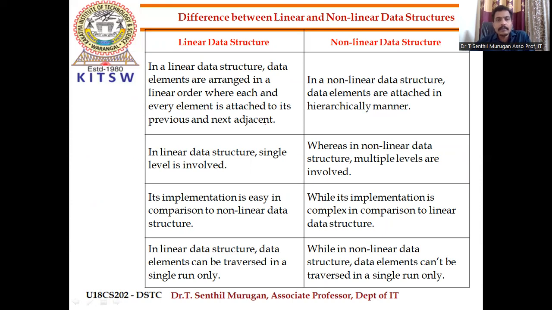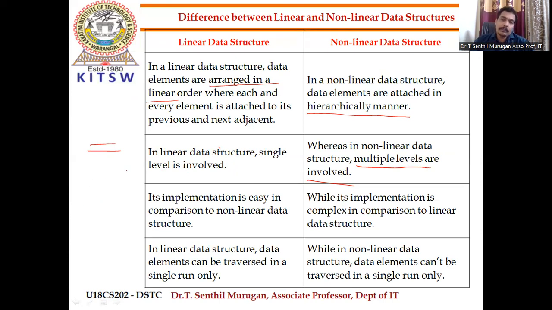Okay. So linear means arranged in a linear order. The data are stored in a sequential manner. But in a non-linear data structure, it is in a hierarchy manner. Okay. So in the linear data structure, a single level is involved. Single level means the data are stored continuously. In a single run, we can access all the elements. But here in trees and graphs, it's not like that. Okay, so multiple levels are involved.